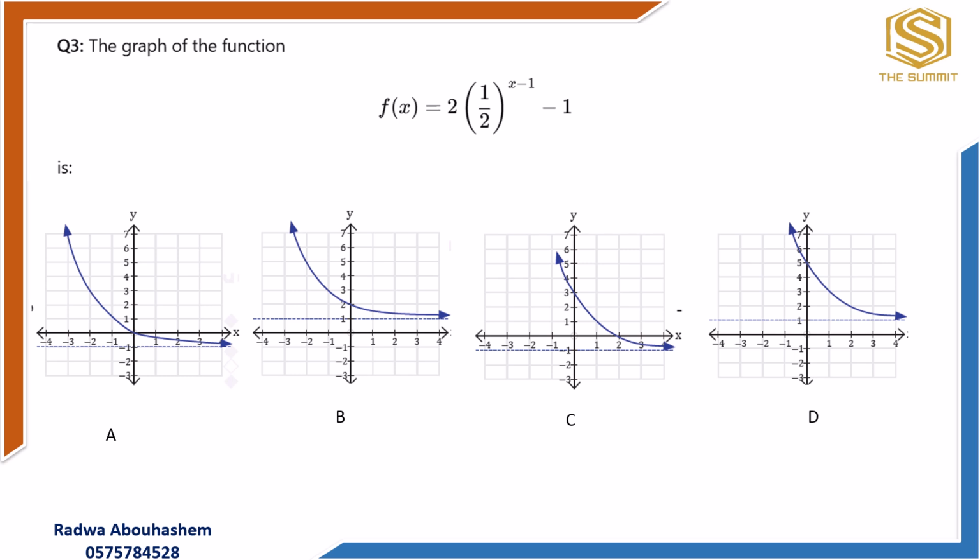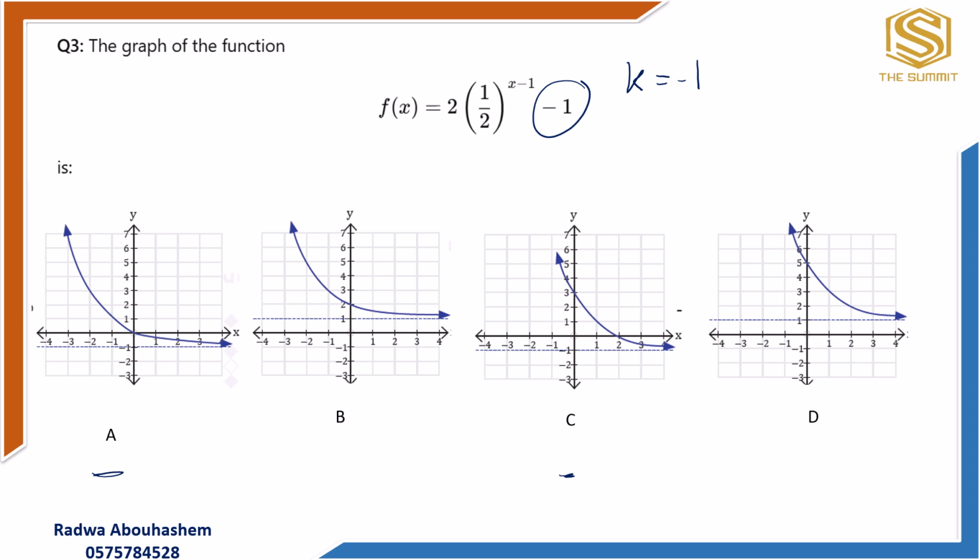The graph of the function f of x equals 2 times half to the power of x minus 1, minus 1. Okay, so this means that k, the asymptote, is at k equals -1. So which graph has an asymptote at k equals -1? C or A. Okay, good. But I need to know the graph.